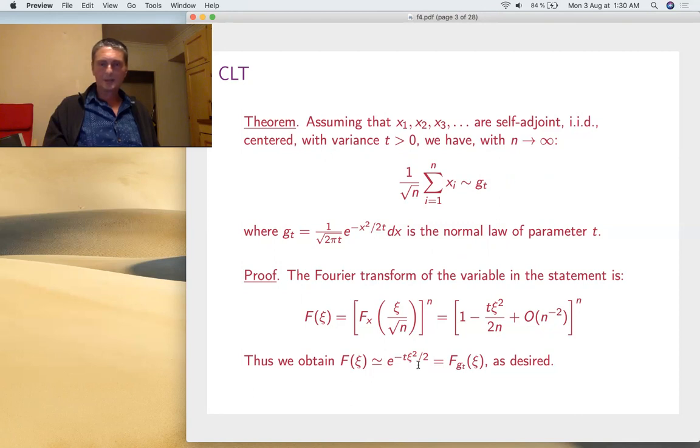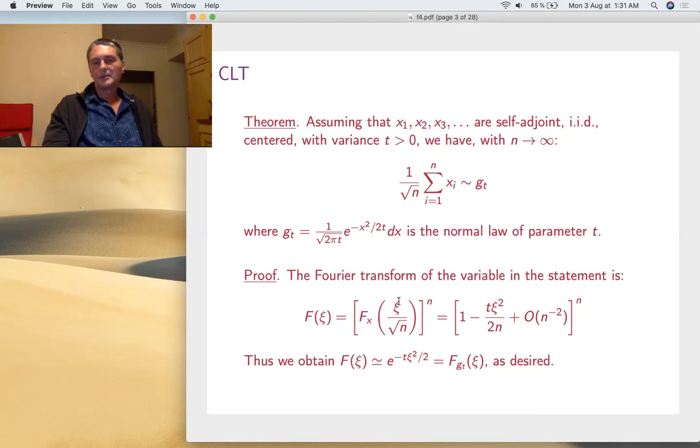It's exponential of minus t xi squared over 2, xi being the variable of Fourier. On the left side, we use the fact that log of the Fourier transform linearizes the convolution, where the Fourier transform of a convolution is the product of the transforms. So these variables are IID, so they all have the same distribution; let's call x the variable having this distribution. You have to sum, which in terms of Fourier means to put it to the n-th power, but now you have this factor 1 over square root of n, which comes into Fourier like this. So that's the problem, you have to compute this thing when n goes to infinity.